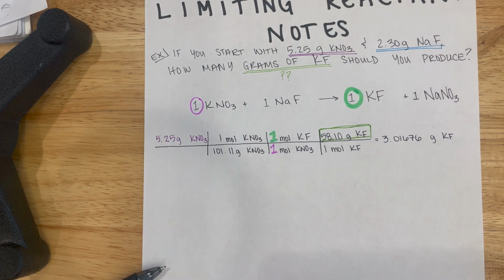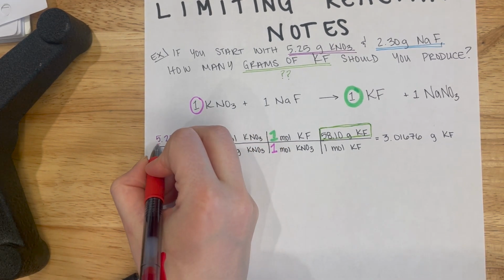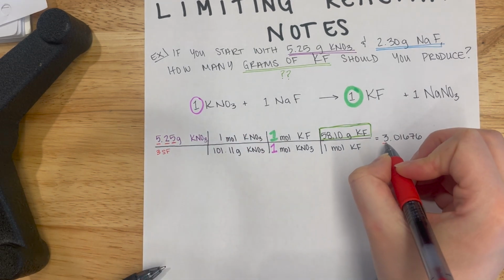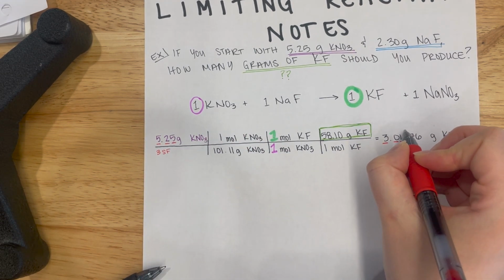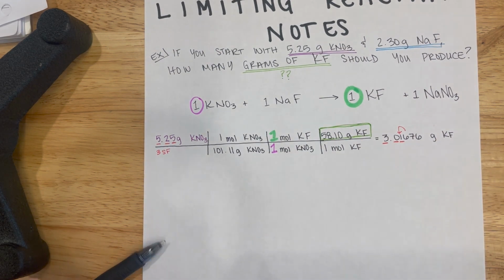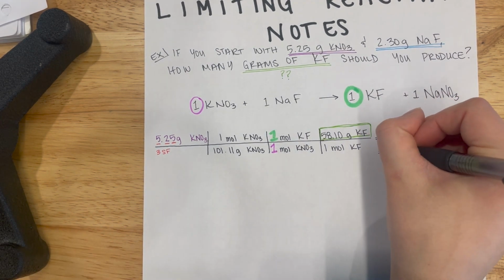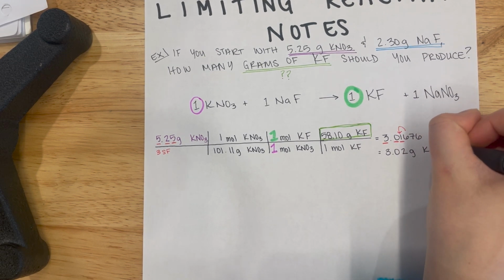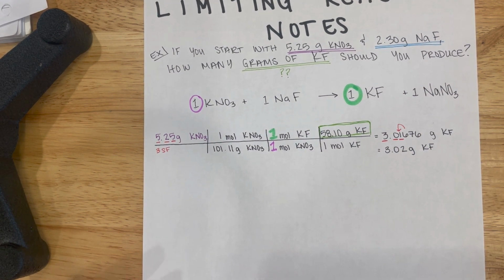Okay, this leaves us with one last thing that we need to do, sig figs. So if we look at our starting value, our starting value has 1, 2, 3 sig figs. So we get to keep 1, 2, 3 sig figs, which means this turns into 3.02 grams of KF. Okay, that's like a normal problem that we've done up till now.